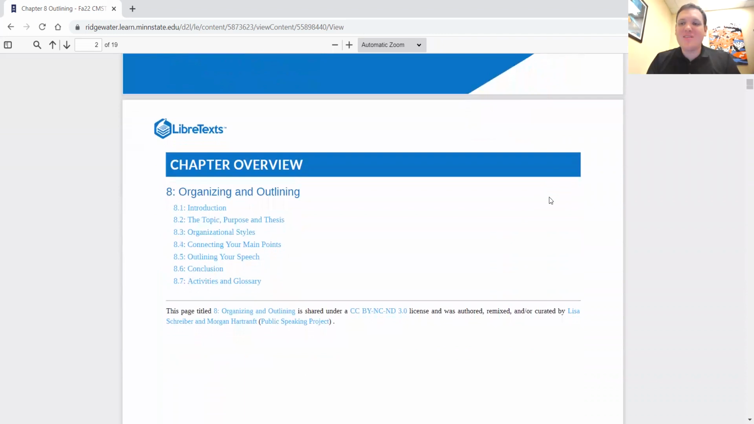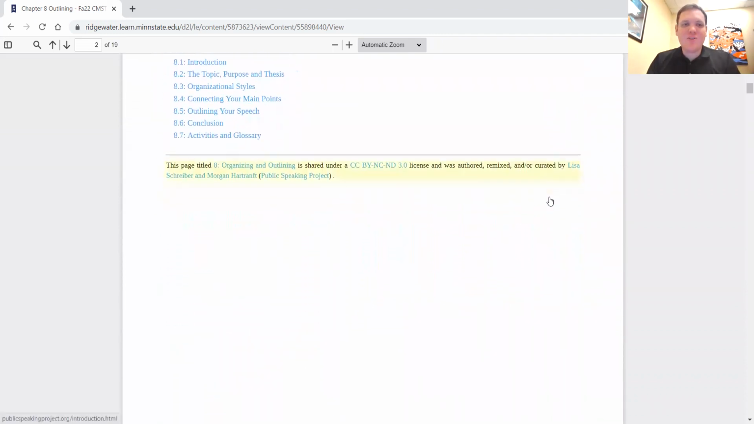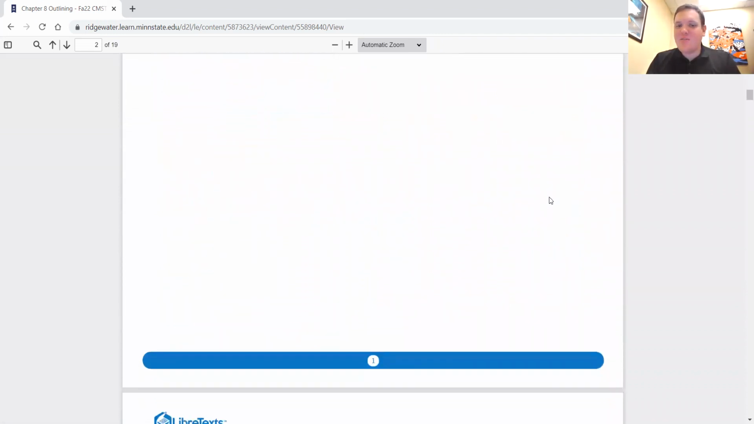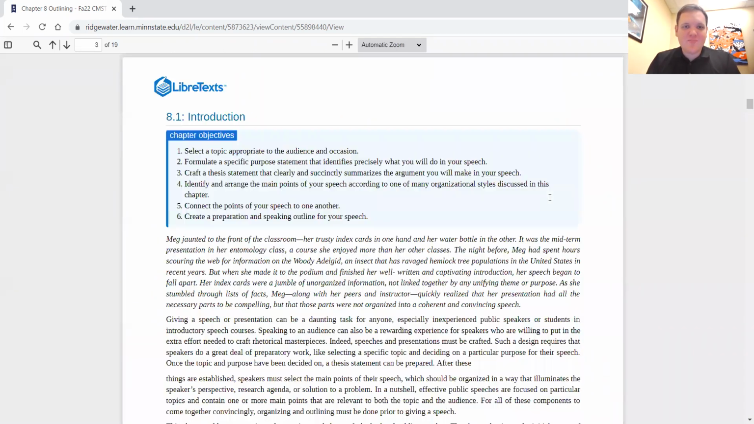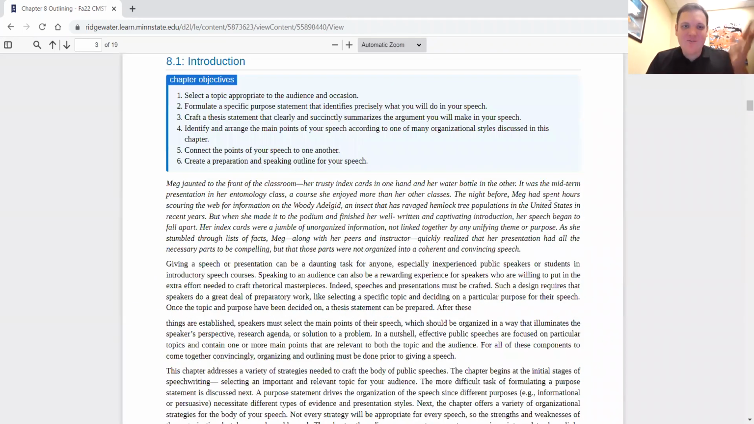So this chapter is going to go through some of those ideas, different types of outline and how to outline. It also has some examples in here. I'm not necessarily going to go through the examples in detail, but they're definitely there available for your reference. So it has a few chapter objectives here that we're going to go through. So talking about topic selection, formulating a specific purpose statement, crafting a thesis statement, arranging the main points of your speech, using different organization styles that we can go through, connecting your points to one another.